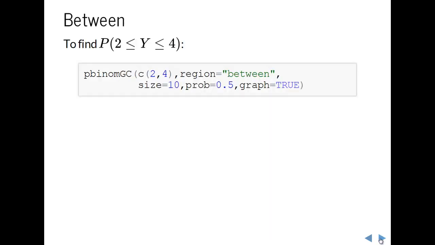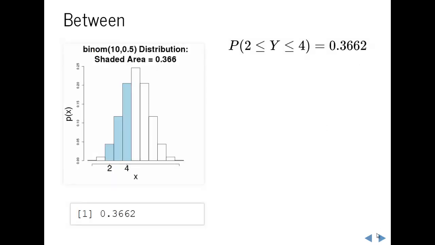Now those are the basics, but you can do more with this function. Suppose we wanted to compute the probability that the random variable y is greater than or equal to 2, but less than or equal to 4. So we have two bounds this time, and we want the region between them. So the bound input is entered in as a list using the concatenate function, and the region is between. And there we go.